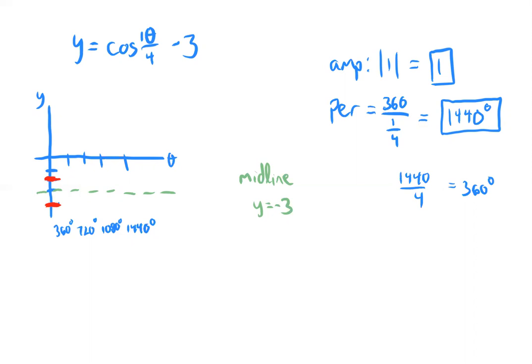Because it's cosine and a is positive, I'm gonna start at the max. So right here is my max. And this would be like my 0, and then a min. And this would be like my 0, and then a max. So this is what your final graph is gonna look like here.